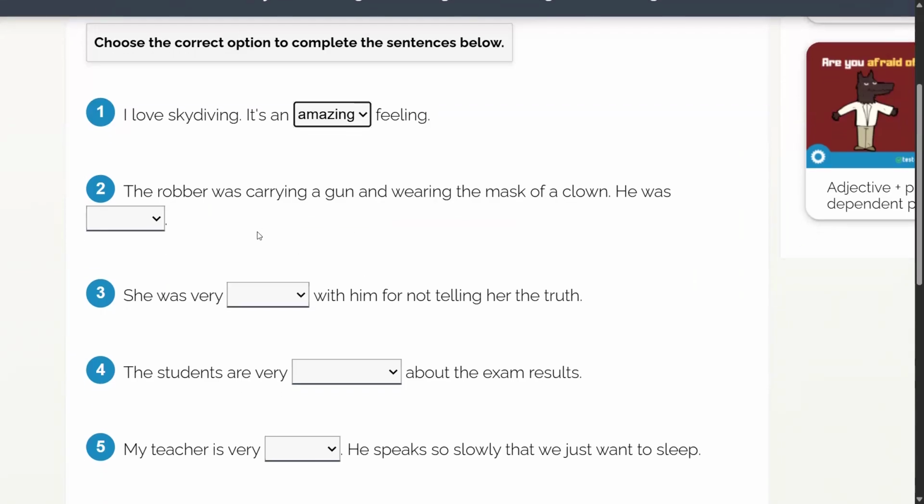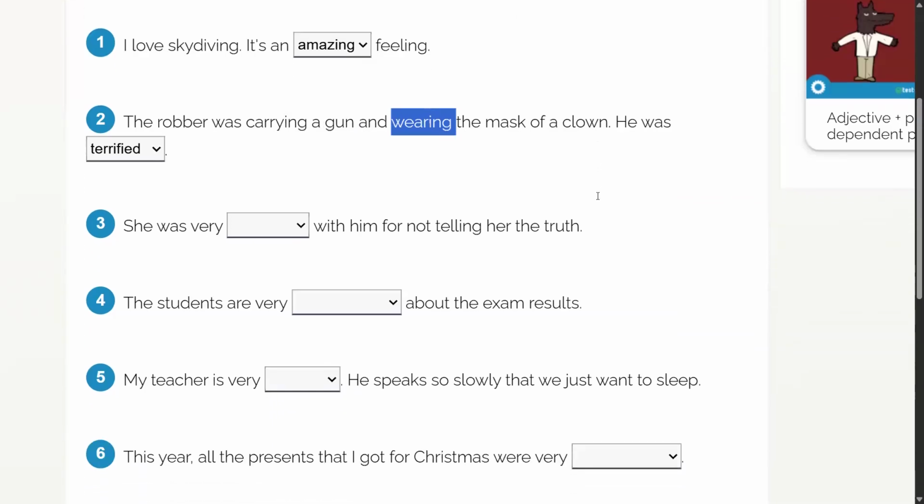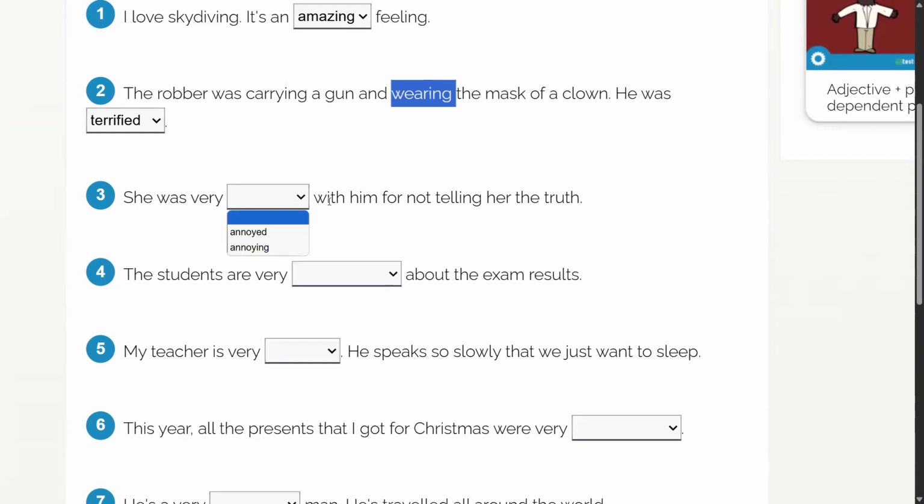Okay. Number 2. The robber was carrying a gun and wearing the mask of a clown. He was terrified. Robber is ratero, ¿ya? The robber was carrying a gun, arma, and wearing a mask of a clown, tenía una máscara de un payaso, ¿ok? Number 3, she was very with him for not telling her the truth.